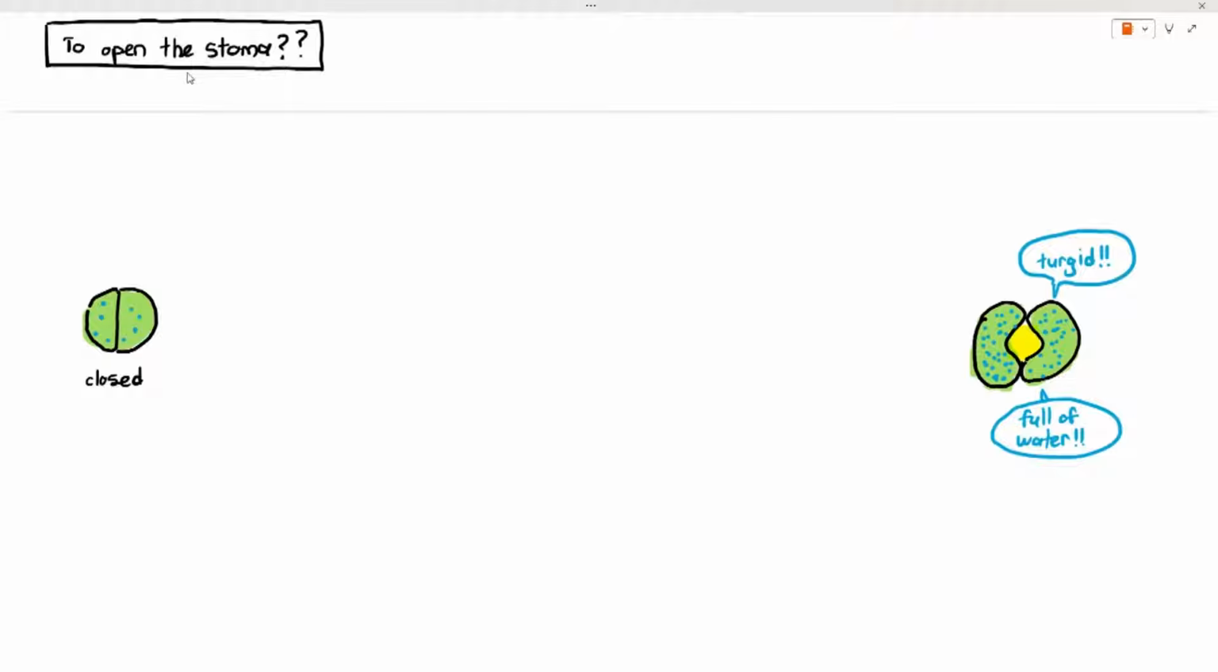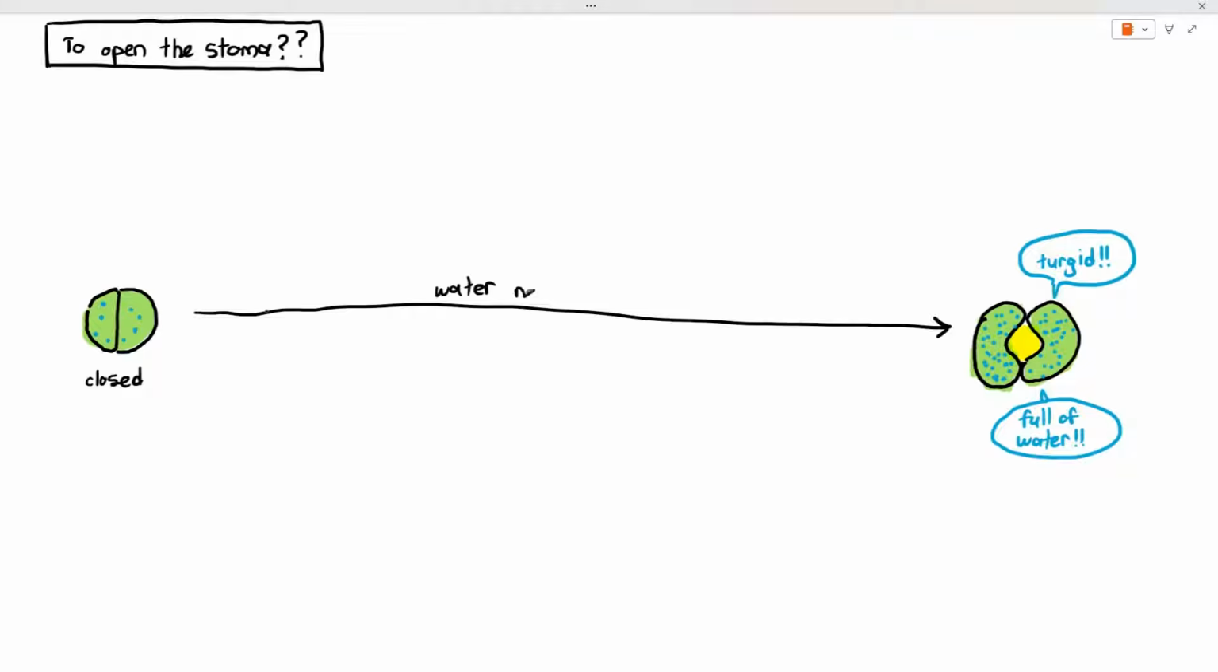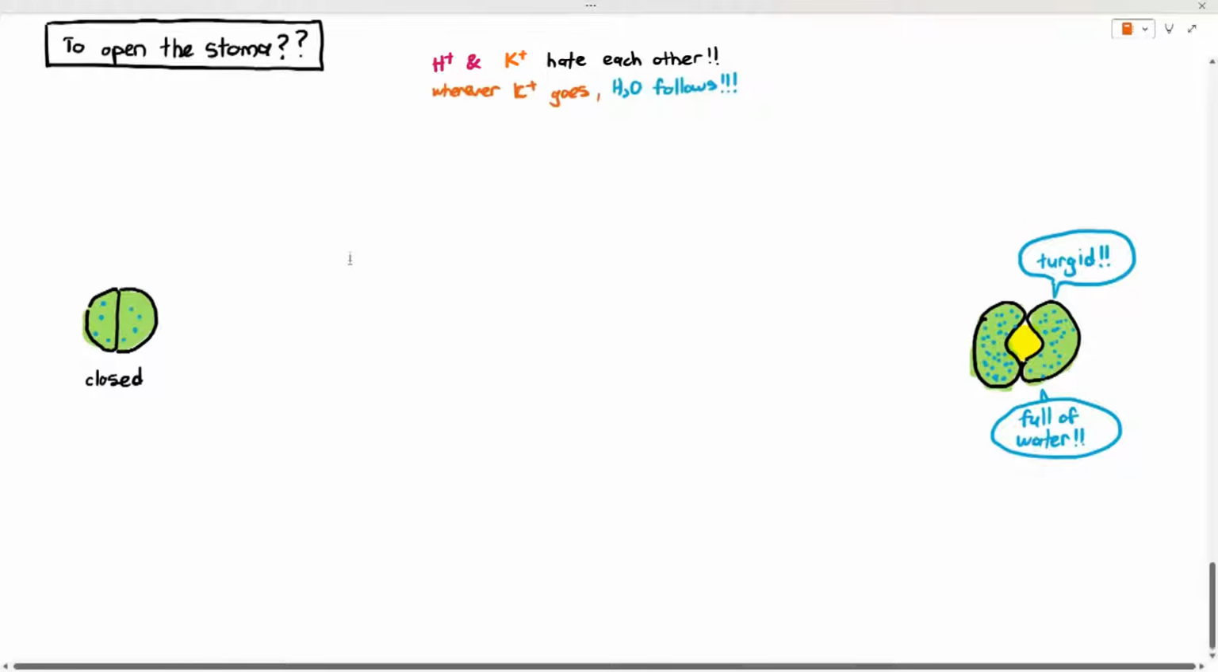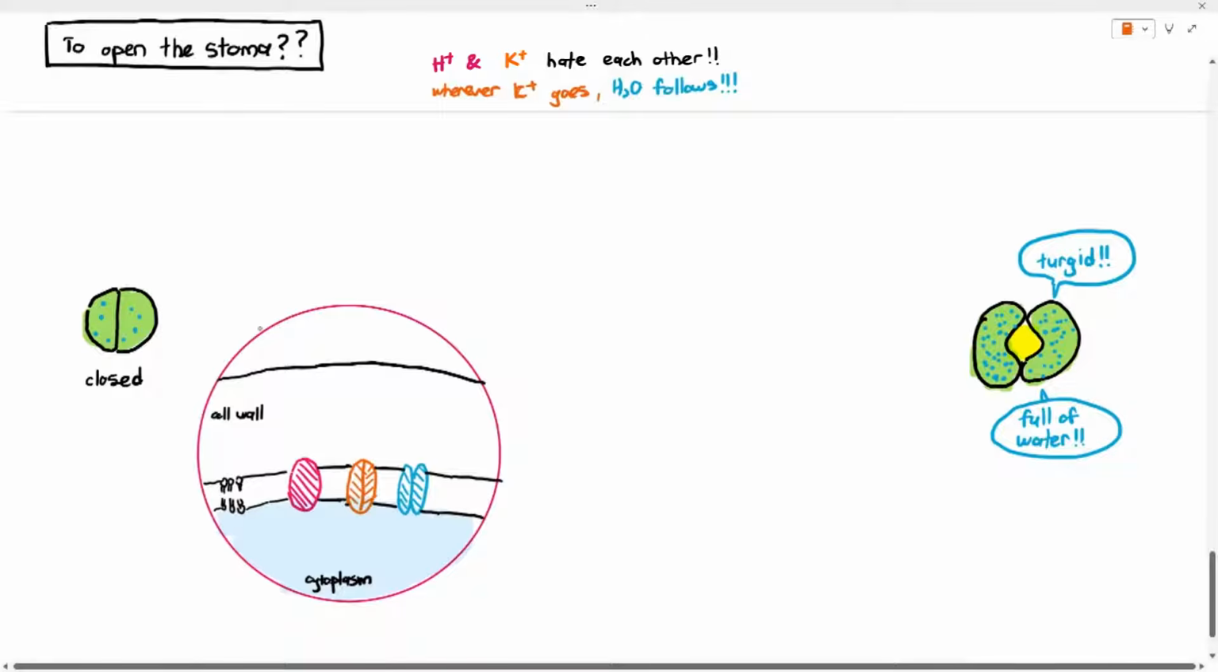So we have the guard cells on the left and we have the guard cells on the right. The stoma on the left is closed and the stoma on the right side is open. And remember, to make the stoma open, what needs to happen? The water needs to enter the cells and the guard cells have to become turgid or full of water. So how does that process actually happen? The water just needs to enter. Now I'm going to put that relationship at the top over there again. Hydrogen ions and potassium ions hate each other, and wherever potassium ion goes, water follows, because this will make sense later. Okay, now remember the guard cells have the proton pump, potassium ion channels, and aquaporin.